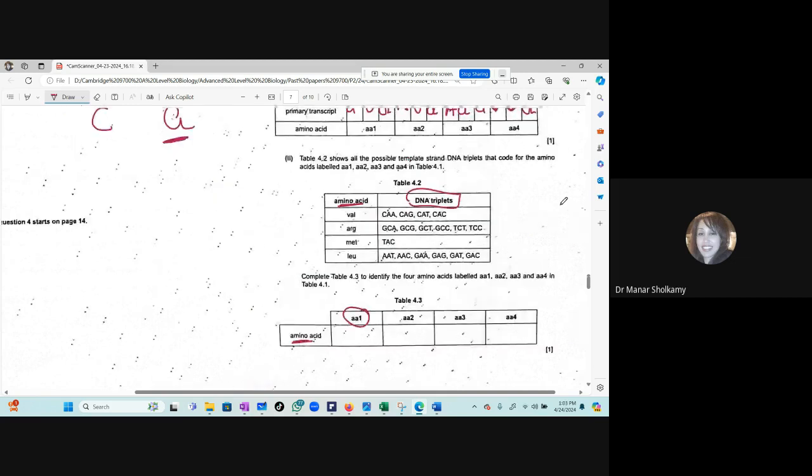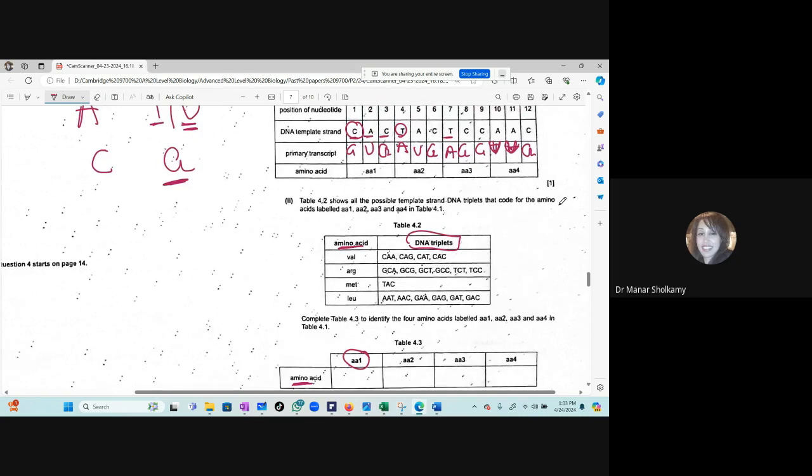amino acids. Complete table 4.3 to identify the 4 amino acids labeled AA1, AA2, AA3 and AA4. So AA1 is which amino acid? Let's go to the first table. AA1 is CAC. CAC is going to be valine. So we will write VAL here.